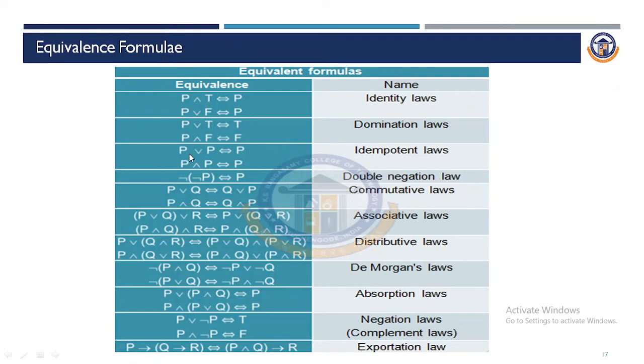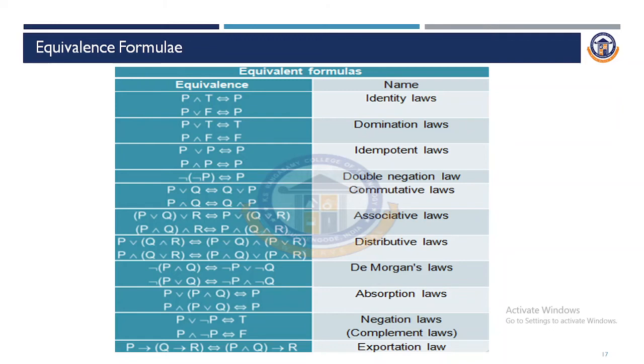Domination law. P or P is equivalent to P. P and P is equivalent to P. Idempotent law. Double negation law: negation of negation P is equivalent to P. Commutative law: P or Q is equivalent to Q or P. P and Q is equivalent to Q and P. Associative law: P or Q or R is equivalent to P or Q or R, regrouped. P and Q and R is equivalent to P and Q and R, regrouped.